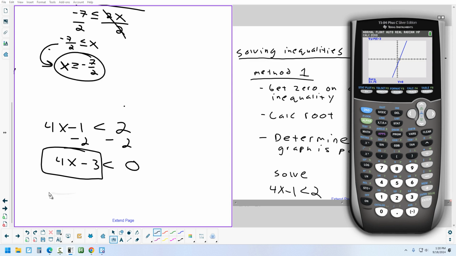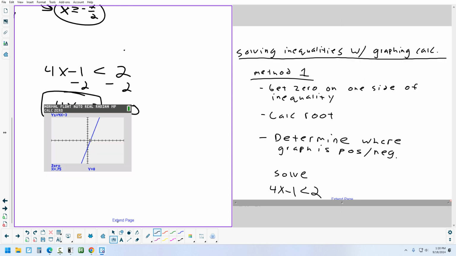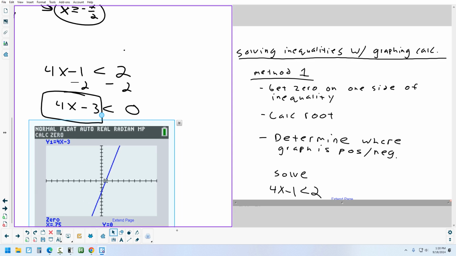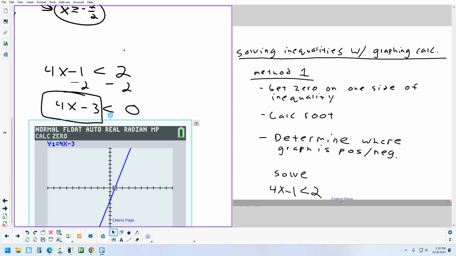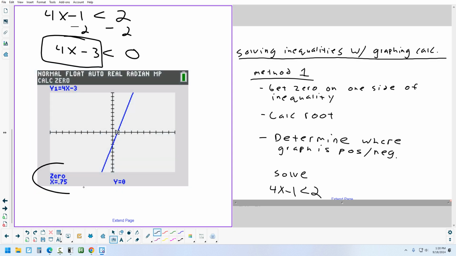And you should get... Wait, so we go to second and where? Calculate and then 0. Calculate is 0 is option 2. Oh, I see. I think it's option 2. Okay, so that's the 0.